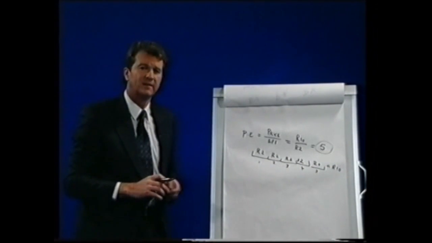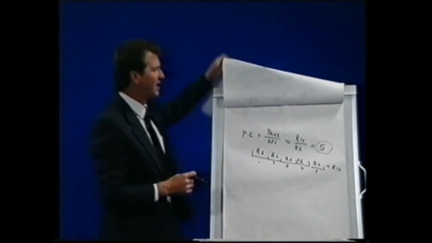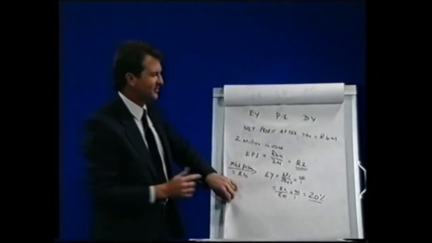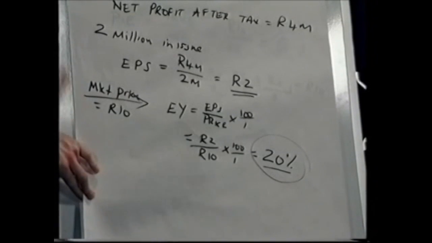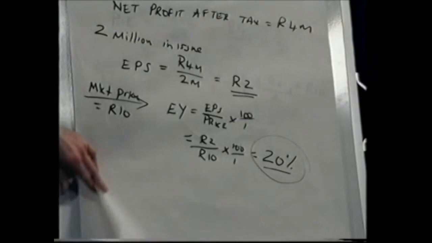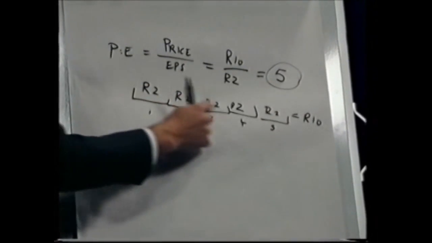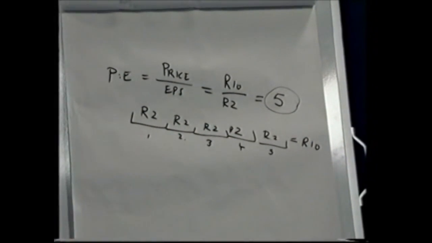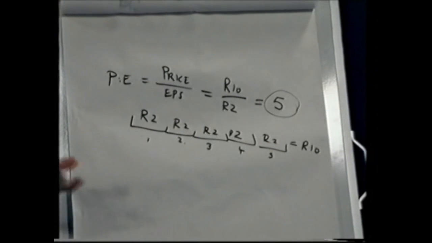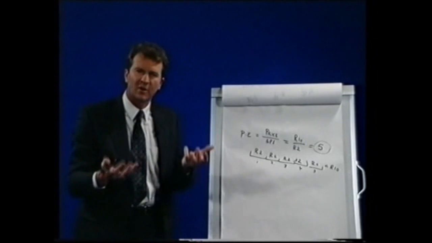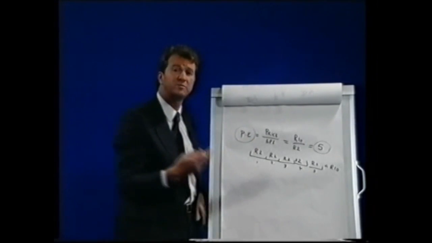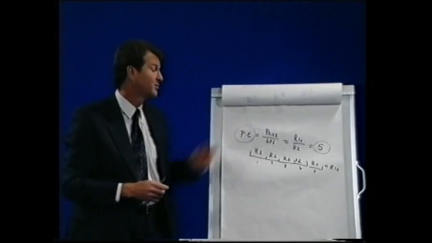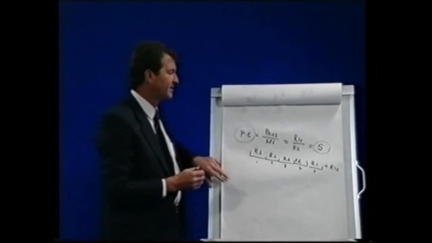And please note, the relationship between the EY and the PE is that another way of saying that a company is giving you 20% return is that if it gives you 5 years worth of 20% returns, that will cover 100% of the investment amount, which in this case is 10 Rand. So please think of these two as complementary formulas. And generally speaking, the financial press will report price-earnings ratios over earnings yields.